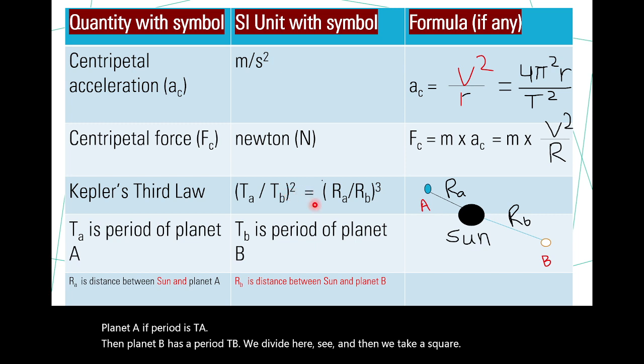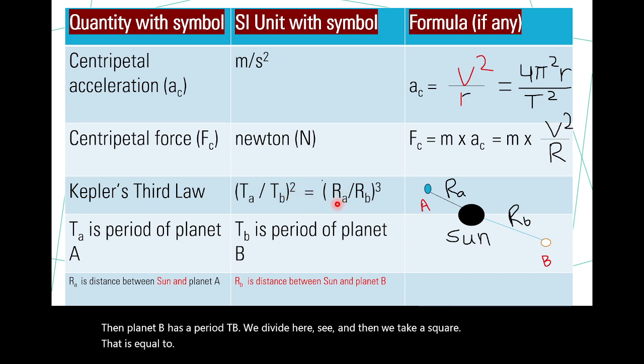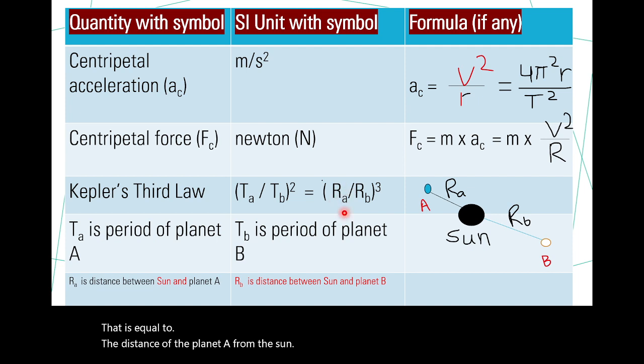That is equal to the distance of planet A from the sun divided by the distance of planet B from the sun, cubed. We divide first and then we take the cube. This is all about Kepler's third law.